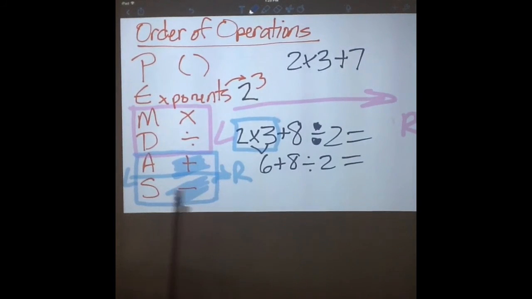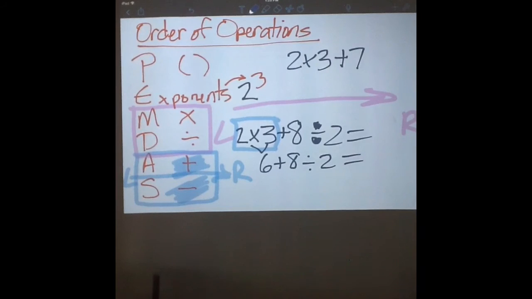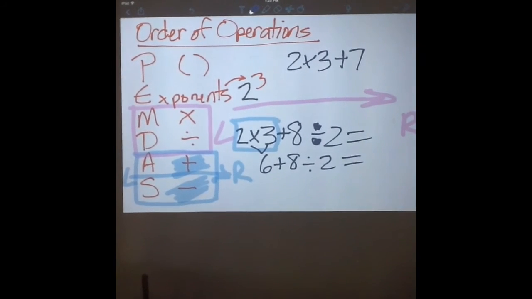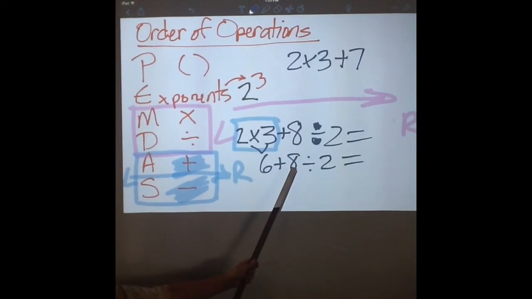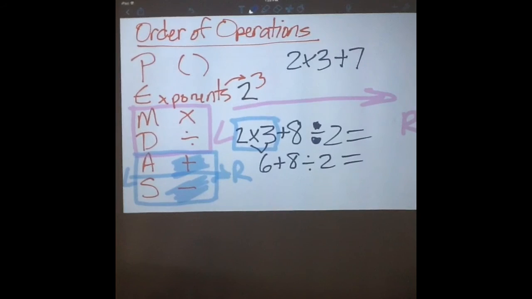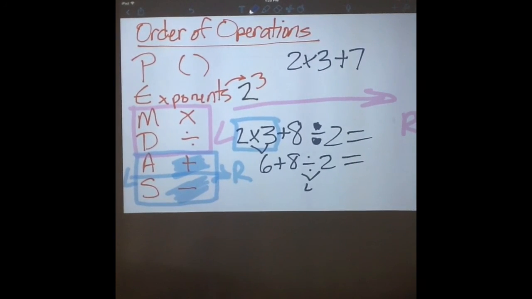Yep. We just jumped down here to Aunt Sally. Please excuse my Aunt Sally. Nope, not supposed to do it that way. What do we do next? Divide. 8 divided by 2 equals 4. Let's add our 6 to 4. What are we going to get? Everybody should be on this. 10.